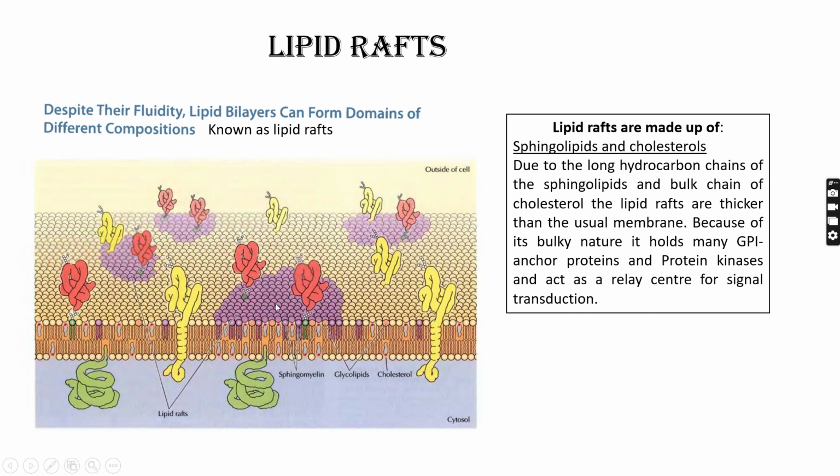the inner leaflet. Due to the presence of cholesterol and sphingomyelin in the outer leaflet, they form a rigid structure. What happens here is that the bulky ring of the cholesterol and the long hydrocarbon chains of the sphingomyelin interact with each other, and it forms a rigid and thick domain in the outer leaflet of the cell membrane, and it forms a lipid raft-like structure.